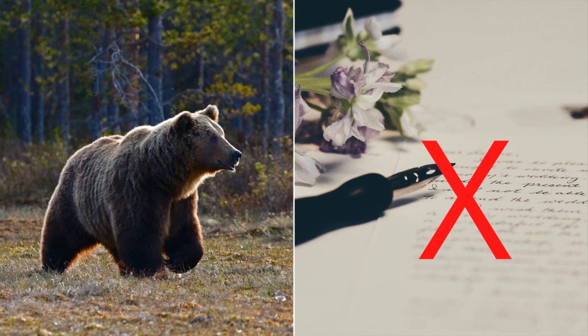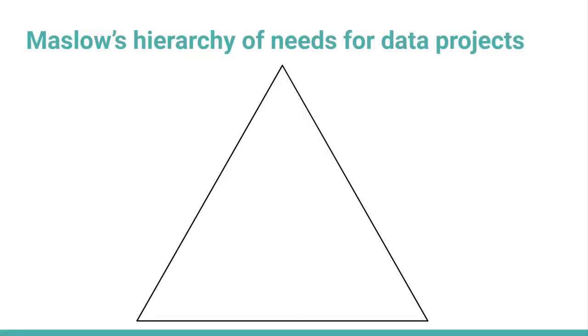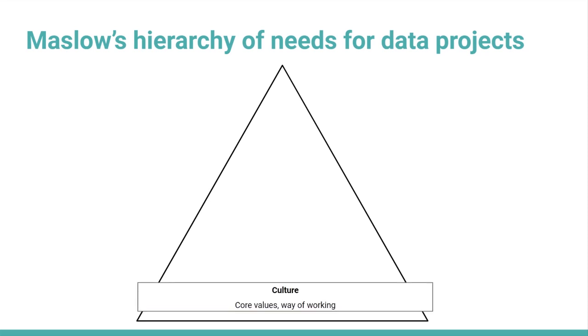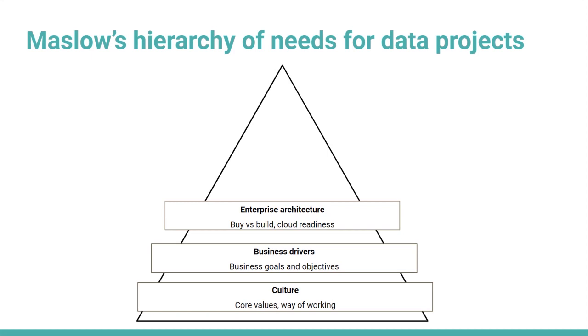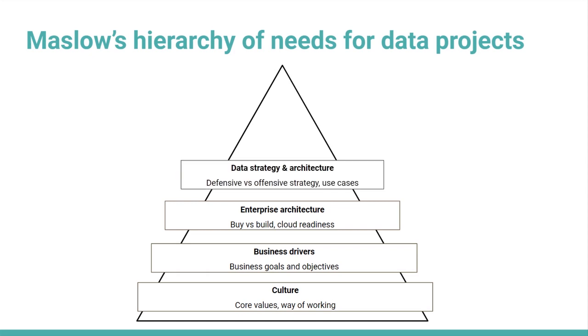And in a similar manner, we can look at that in data projects. What is Maslow's hierarchy of needs for data projects? And this is just my opinion, but we can look at what the culture is, what the core values are, how teams are working with each other, what the business drivers are, basically what business objectives we would like to solve with our data projects, what the data architecture principles are, do we build or do we buy solutions, do we use cloud, etc. Then data strategy: are we defensive?